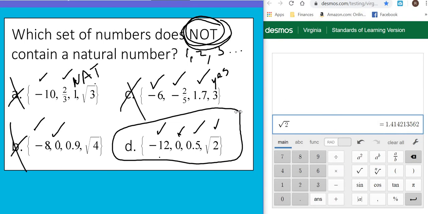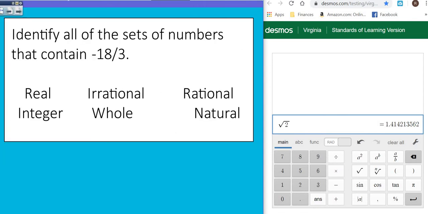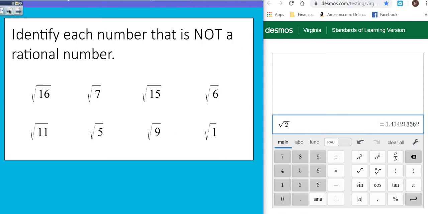That one was kind of tricky. You had to think about it. Okay? So let's go ahead and go to our next slide. Oh boy, I went twice. Let's go back. Identify each number that is not a rational number.